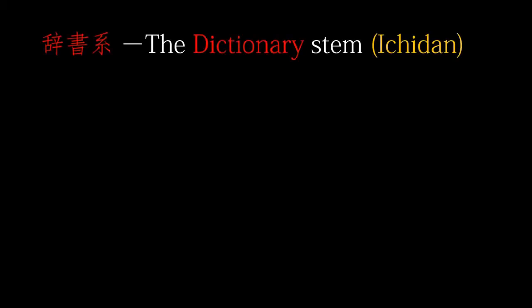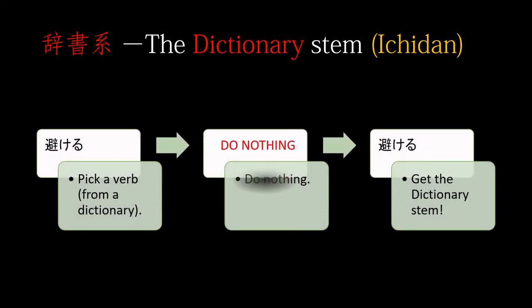And we are now moving to the dictionary stem for our Ichidan verbs, and you will see that it is the simplest one to make. Essentially, you pick a verb from your dictionary and do nothing with it. You don't need to add anything, you don't need to subtract anything, you don't need to change anything, and you will get the dictionary stem. So it's practically the easiest one to make. Now, this stem is mainly used to modify nouns when standing in front of them, and it is also found in dictionaries, like its name states.